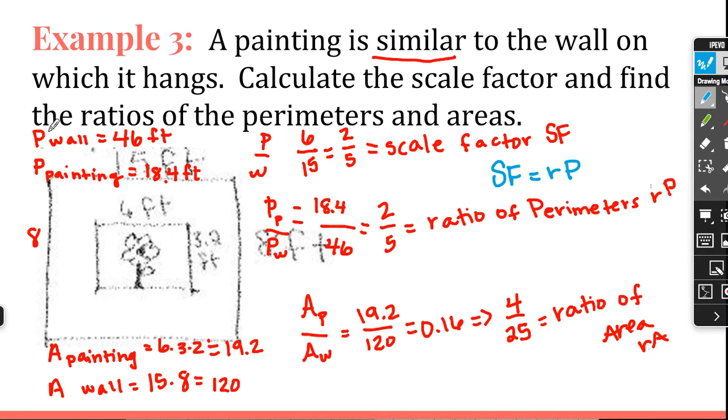Notice that these are each lengths. So lengths, they're just the length around. So since those are just lengths, they stay the same. If you find the scale factor, you also have the ratio of the perimeters.